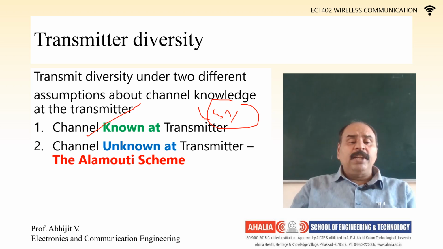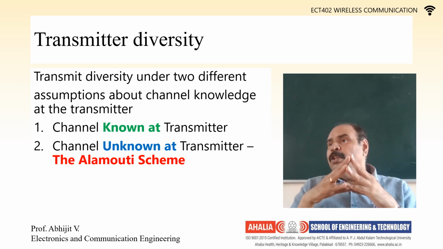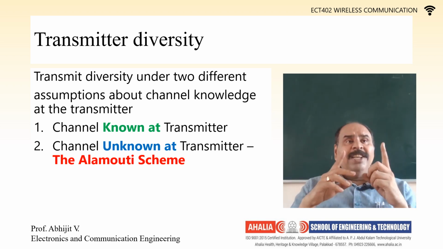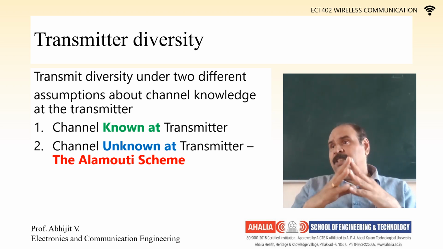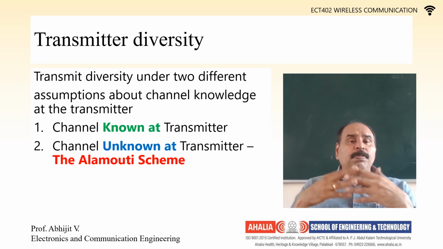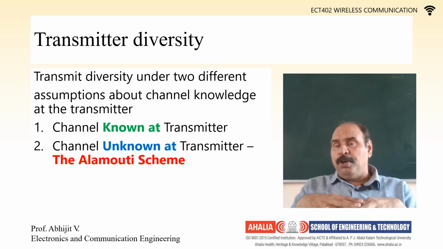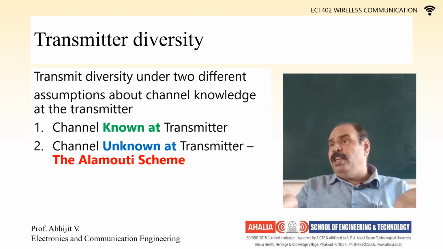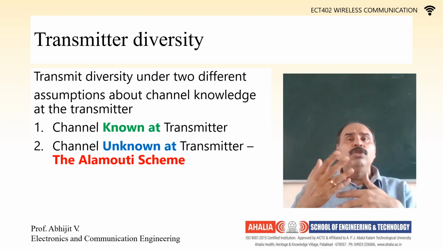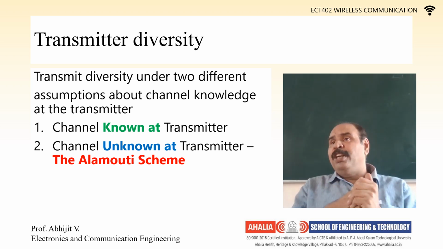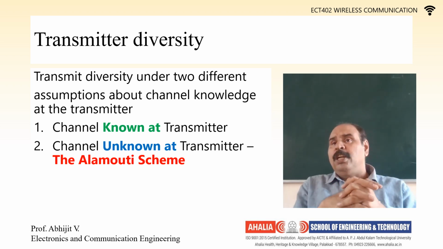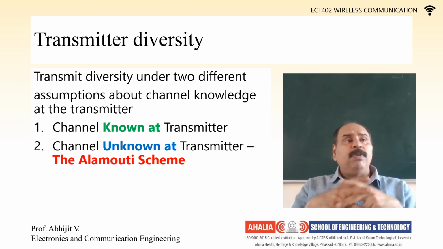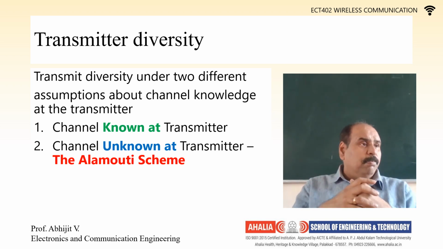That means you are transmitting a set of information or signals from the transmitter to the receiver. In the first case, the transmitter is aware of the path gain, the channel information. In the second condition, we do not have any information about the path gain. We'll see both conditions, in which we find out the different parameters like the average probability of error and outage probability, like we have found out for maximal ratio combining or selection combining.